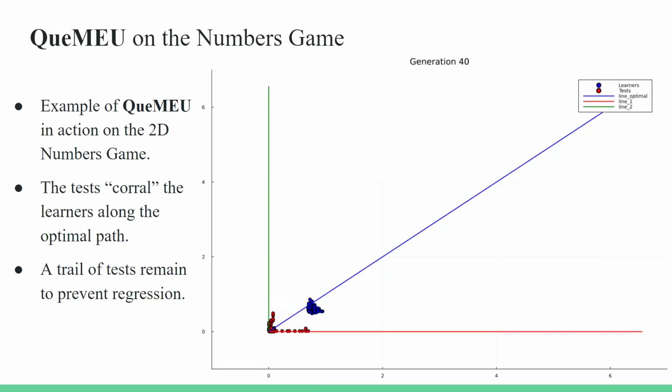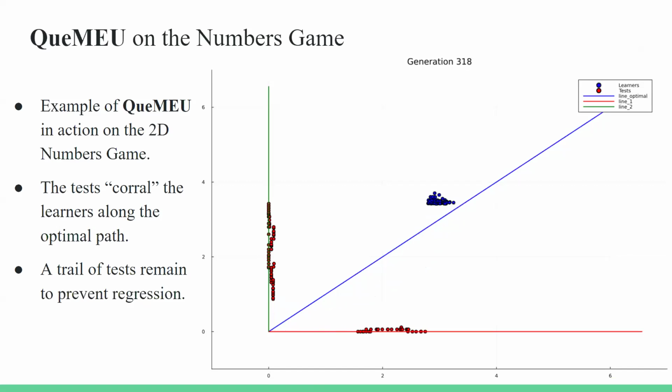And so here you have a visual example of QMU in action on a two-dimensional version of the numbers game. You can see the tests expand upon each one of those dimensions, corralling and moving members of that learner population in a direction approximately in the direction of the optimal trajectory for growth.